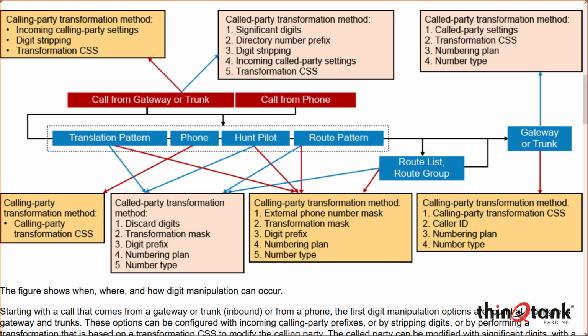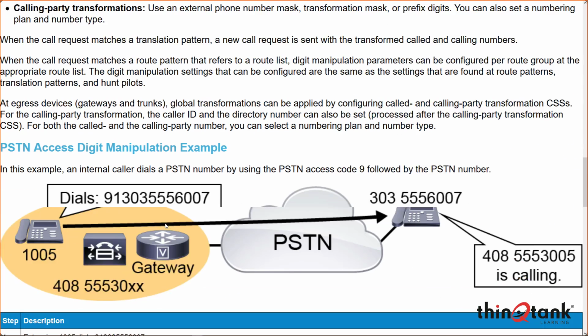And then, we could break down, I suppose, the whole chart here, but it's more for reference, right? Because you have to understand, for example, a translation pattern could point to a gateway or a route list, right? Well, I might decide to do discard digits on that translation pattern. Maybe it's a 9-dot translation pattern or whatever. All right?